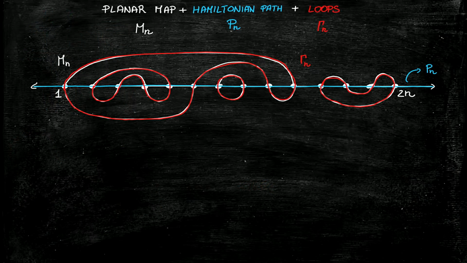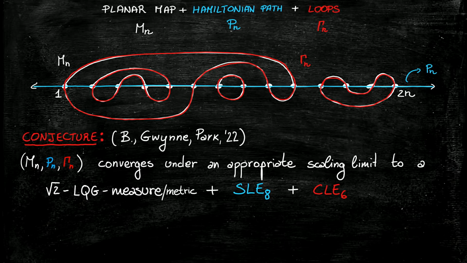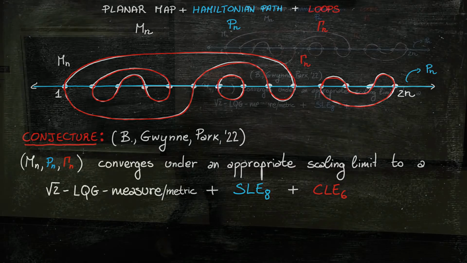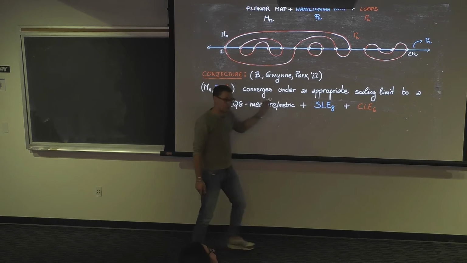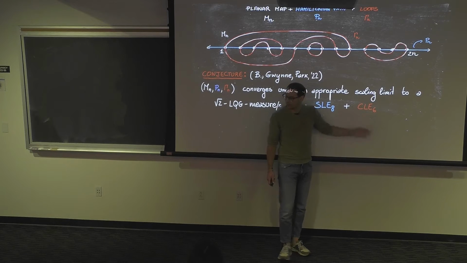OK, so our conjecture is the following. Remember, we are looking at a meandric system as a planar map plus Hamiltonian path plus collection of loops. The conjecture that we have with Ewain and Minjae is that this triplet, after an appropriate rescaling, converges in the limit to the following triplet. In the first, you have this LQG measure and metric coming from the planar map, and the parameter gamma is conjectured to be square root of 2. The path converges to SLE8, same as the contour of a spanning tree. And the collection of loops is exactly as in percolation, CLE6.